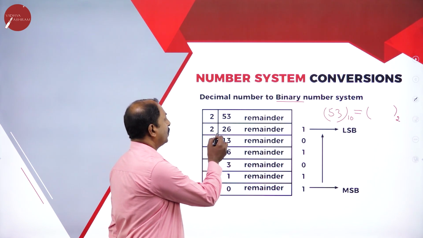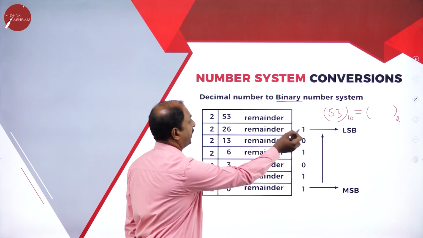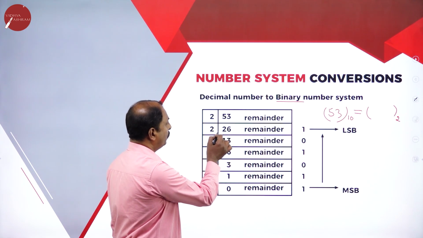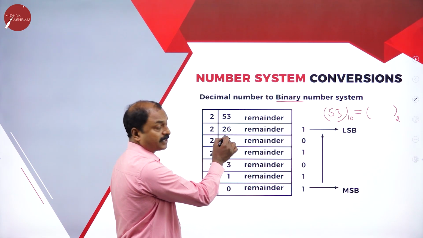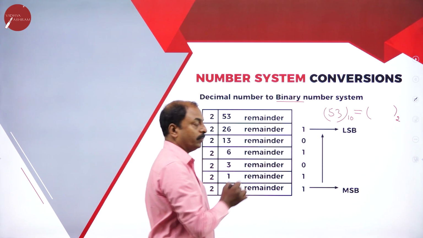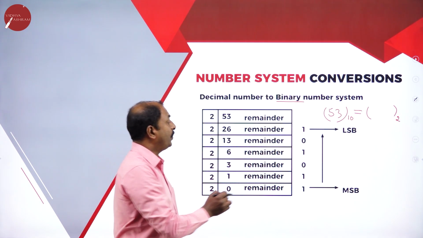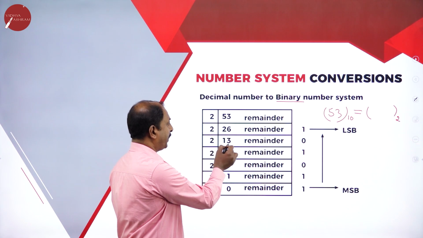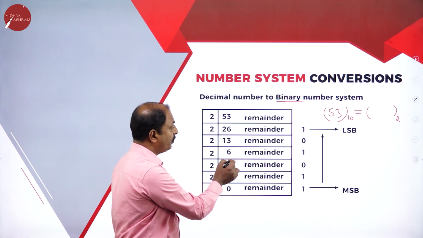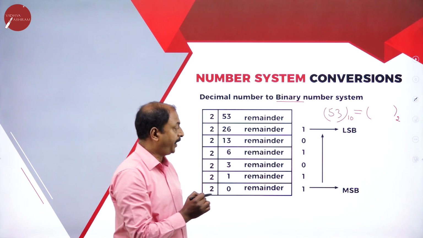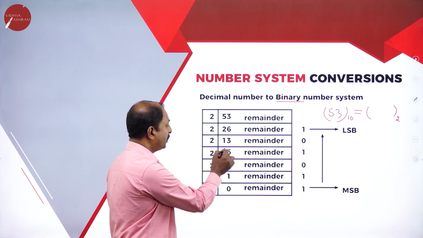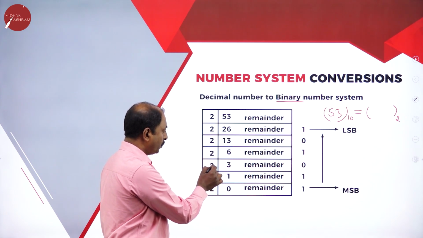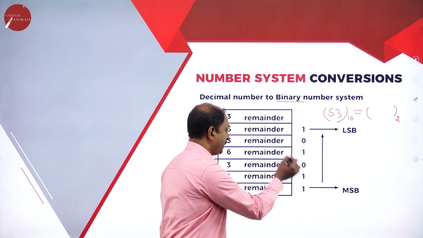Now again, we have got 26 as the quotient. Divide this 26 by 2. So here 2 1s are 2, 2 3s are 6, and the remainder is 0. In the second step, the remainder is 0. We have to store the remainder. Next one is 13, the quotient, divided by 2. It is 2 6s are 12, and we are left with the remainder 1. 6 divided by 2, 2 3s are 6, remainder is 0. Next 3 divided by 2, 2 1s are 2, remainder is 1.